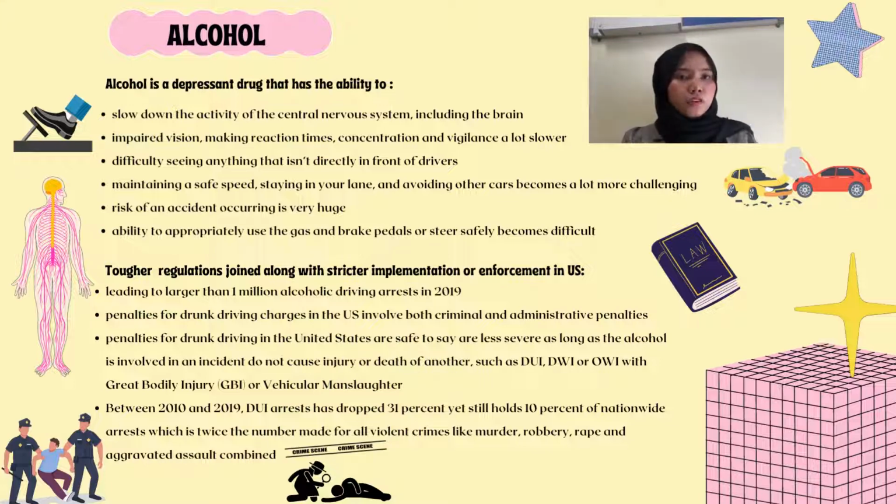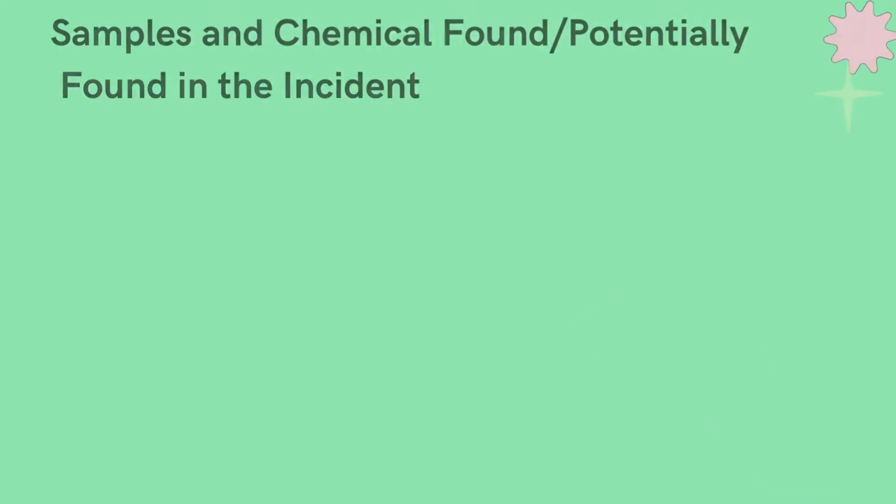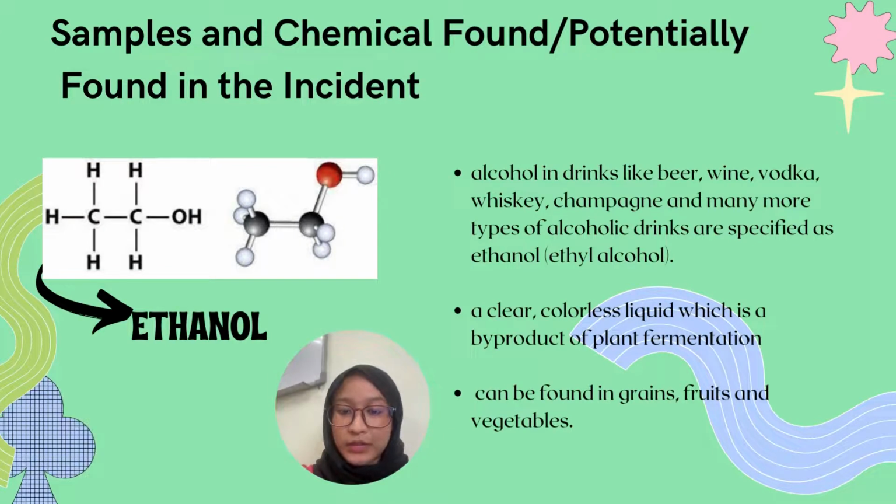The penalties for drunk driving charges in the US involve both criminal and administrative. As anti-DUI policies have driven down violations and fatalities, arrests have also declined. Between 2010 and 2019, DUI arrests dropped 31%. Despite that, DUI still holds 10% of nationwide arrests, which is twice the number made for all other violent crimes. So the chemical found in this topic that our group reviewed is ethanol.